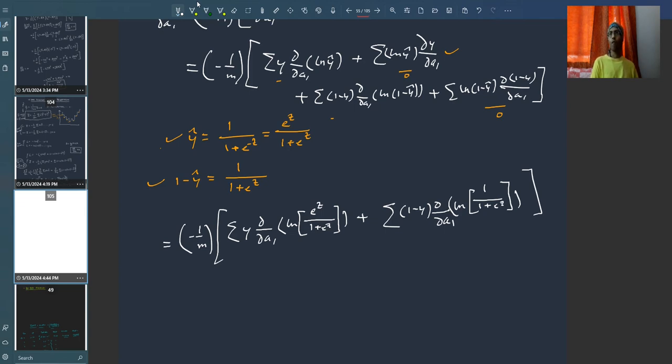Now, log of a by b is basically log of a minus log of b. Log of a by b, even natural log, is equal to log of a minus log of b. So we can use this for this also and for this also. Let's do that.